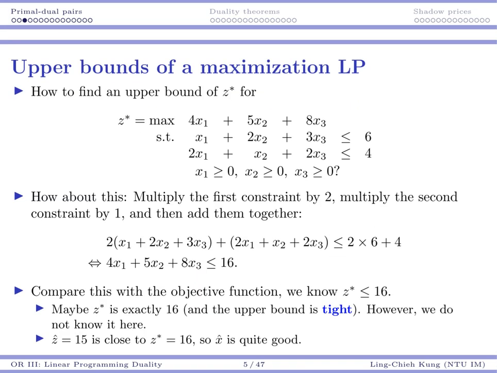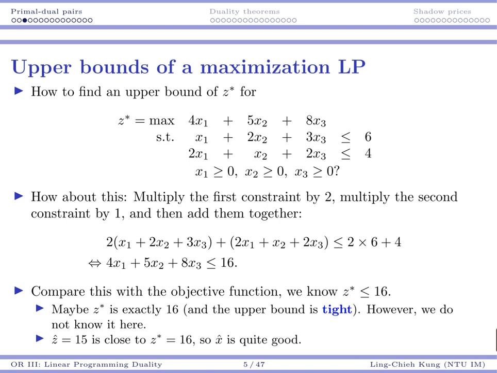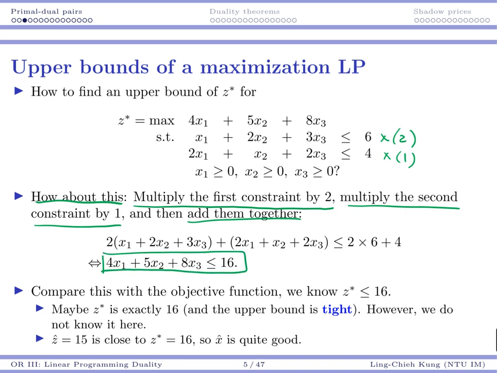So if we look at this particular program, and if we want to find an upper bound for z star, now the question is, how may we do that? Okay, so very quickly, let me show you how. How about this? I'm going to multiply the first constraint by 2, and then multiply the second constraint by 1, and then add them together. If I do that, I'm going to get another inequality, right? Which goes to 4x1 plus 5x2 plus 8x3.